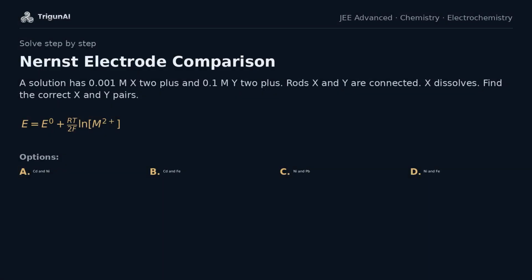We are given standard reduction potentials for lead, nickel, cadmium, and iron. The solution contains 0.001 molar X2+ and 0.1 molar Y2+. Since X dissolves, X is getting oxidized. Let us solve step by step.